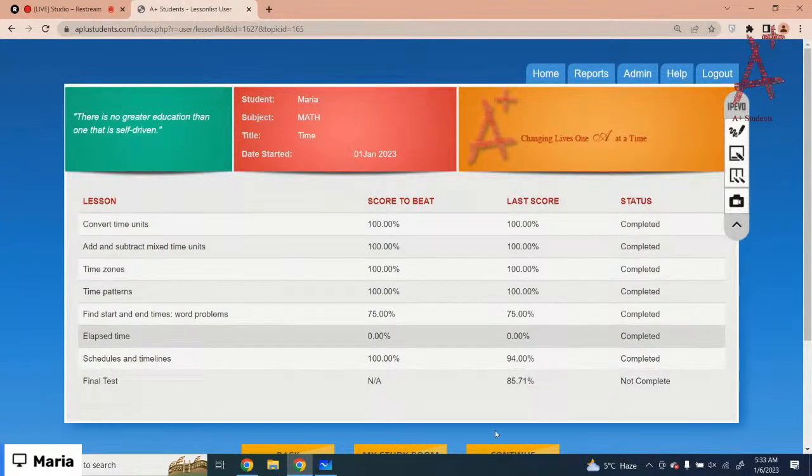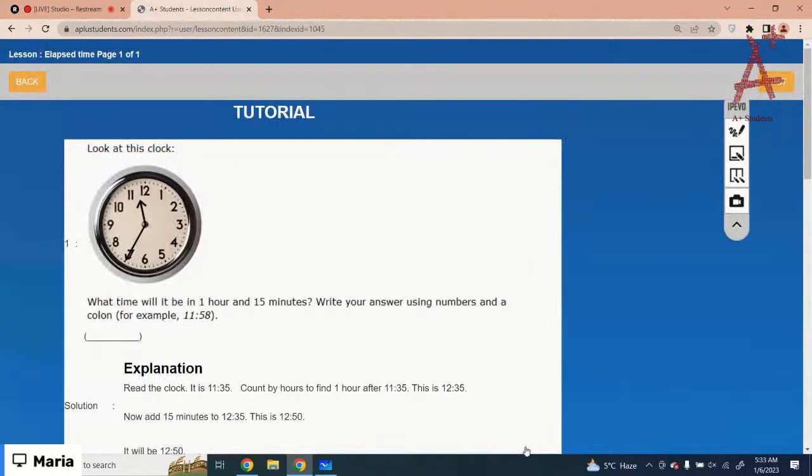Elapsed time. Okay, look at the clock. What time will it be in 1 hour and 15 minutes? Write your answer using numbers and colons.